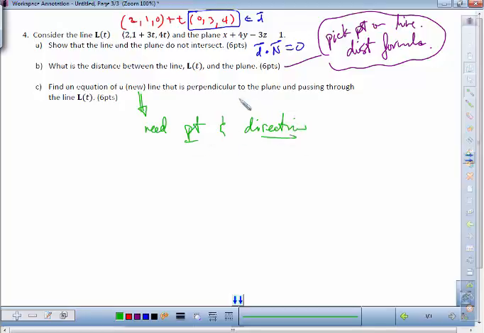All right. The line that is perpendicular to the plane. If it's perpendicular to the plane, I think I can get one of these two things. What am I going to get? The normal? Use a normal vector to the plane for my direction, right?